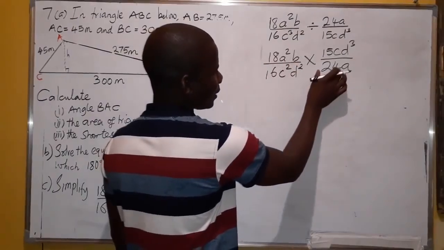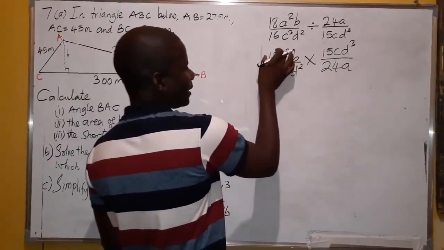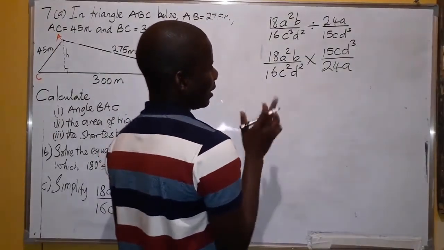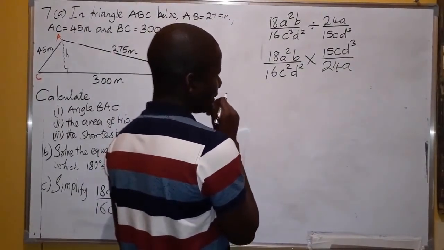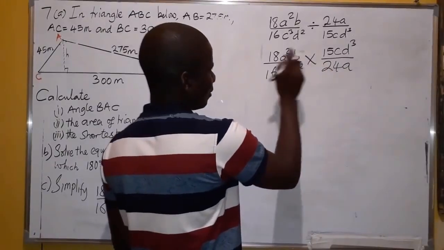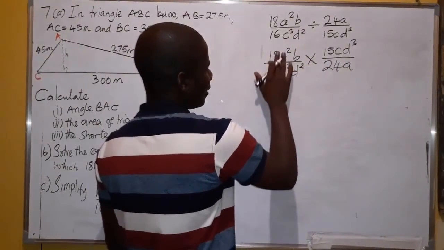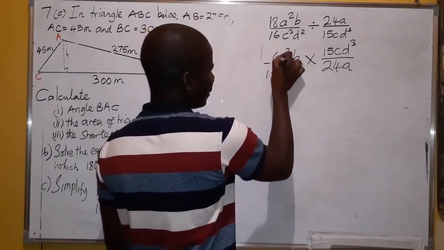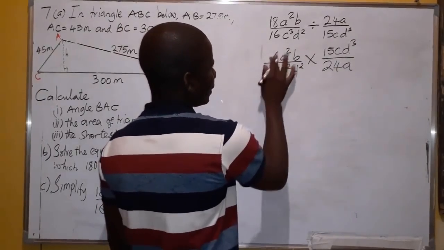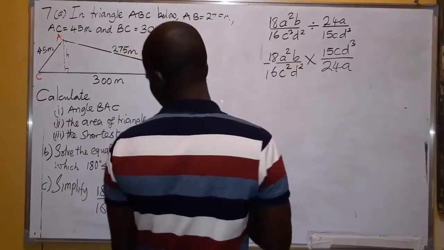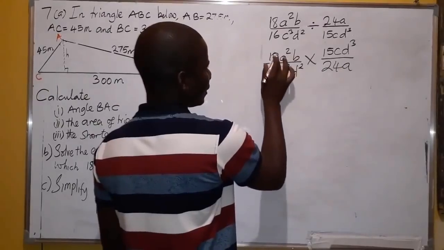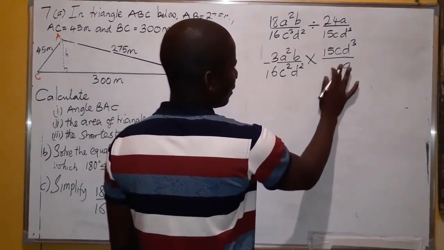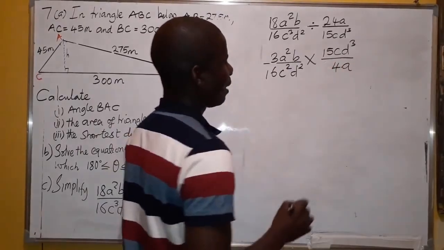Well, first of all, we can look at 24 and 18. What is the highest number that can go into 24 and 18? The highest number that can go into 24 and 18 is 6. 6 into 18 is 3. 6 into 24 is 4. I hope you are following.